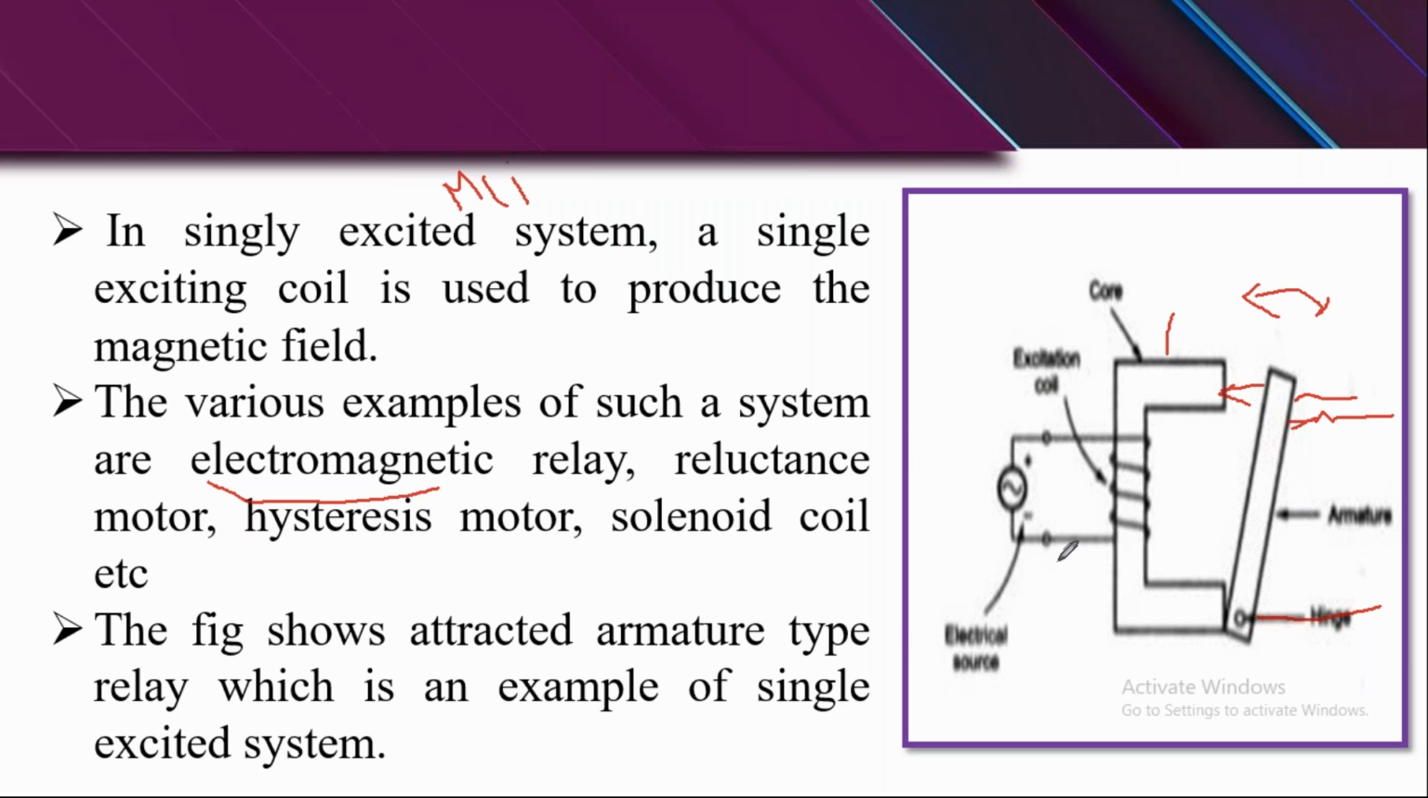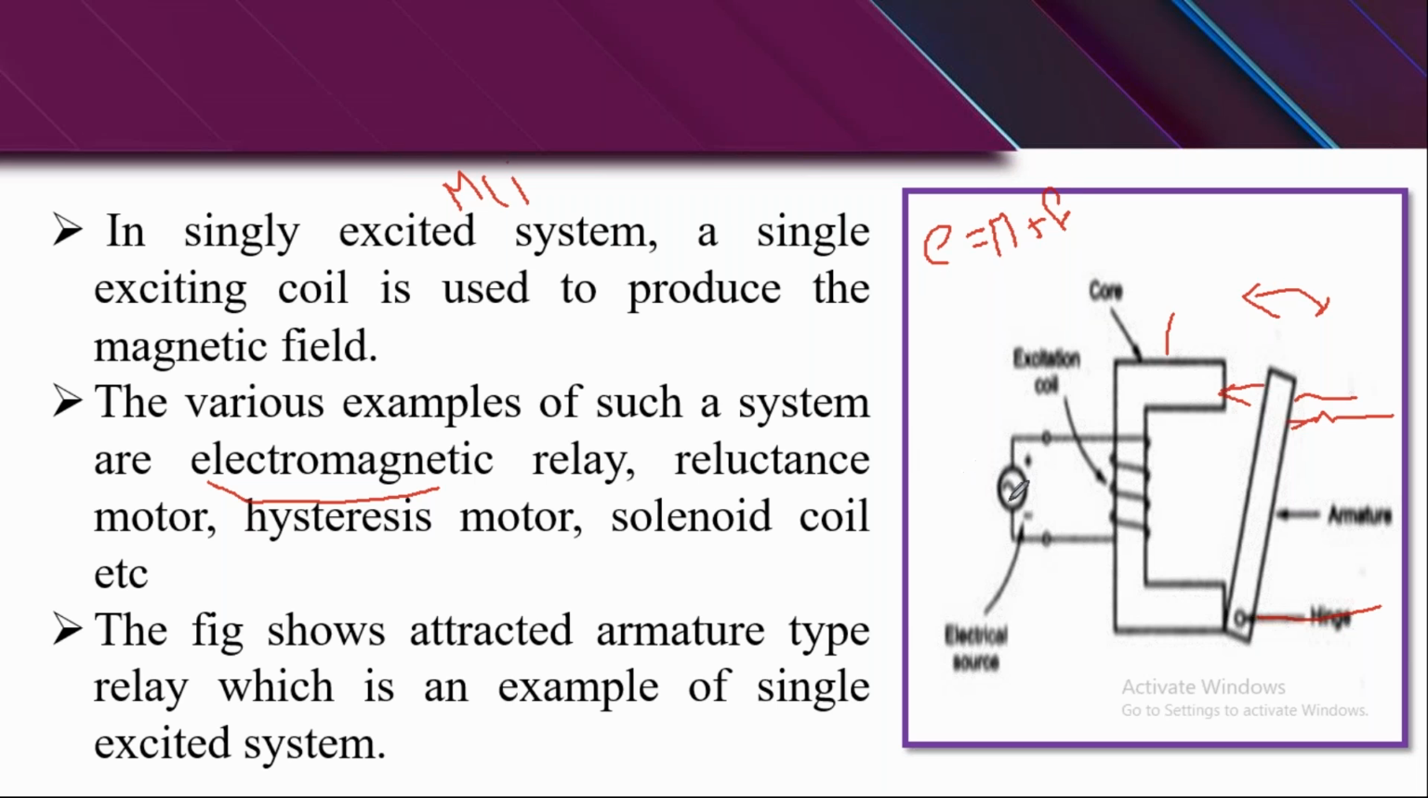And this figure shows the attracted armature type relay, which is an example of a single excited system. Now we are going to derive the equation based on this construction. Generally, in electromechanical energy conversion we can write the energy balance equation. We are giving electrical energy as input, and we are getting magnetic and mechanical energy plus some field. So this is the energy balance equation.